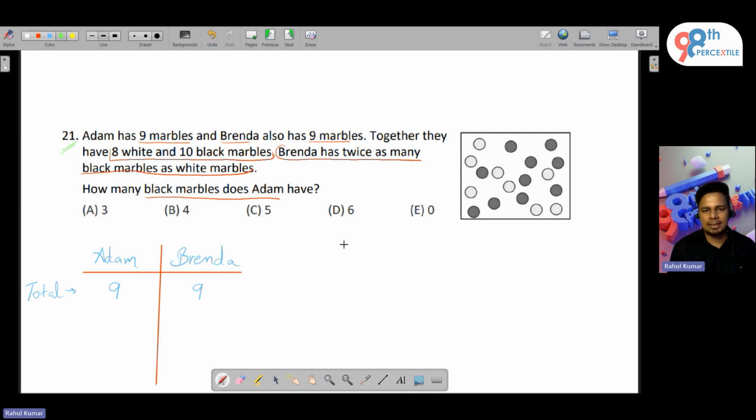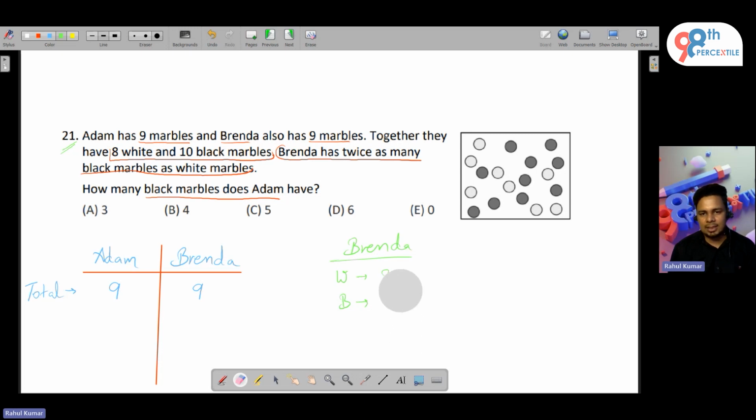Okay, let's understand this. This is Brenda's column. We are talking about Brenda. She has twice as many black marbles as white. What does it mean? Let's say Brenda has two white marbles. Then she will have twice of two as black marbles, which is 4. This line means whatever the number of white marbles Brenda has, the black marbles are double of it. So we will just double it.